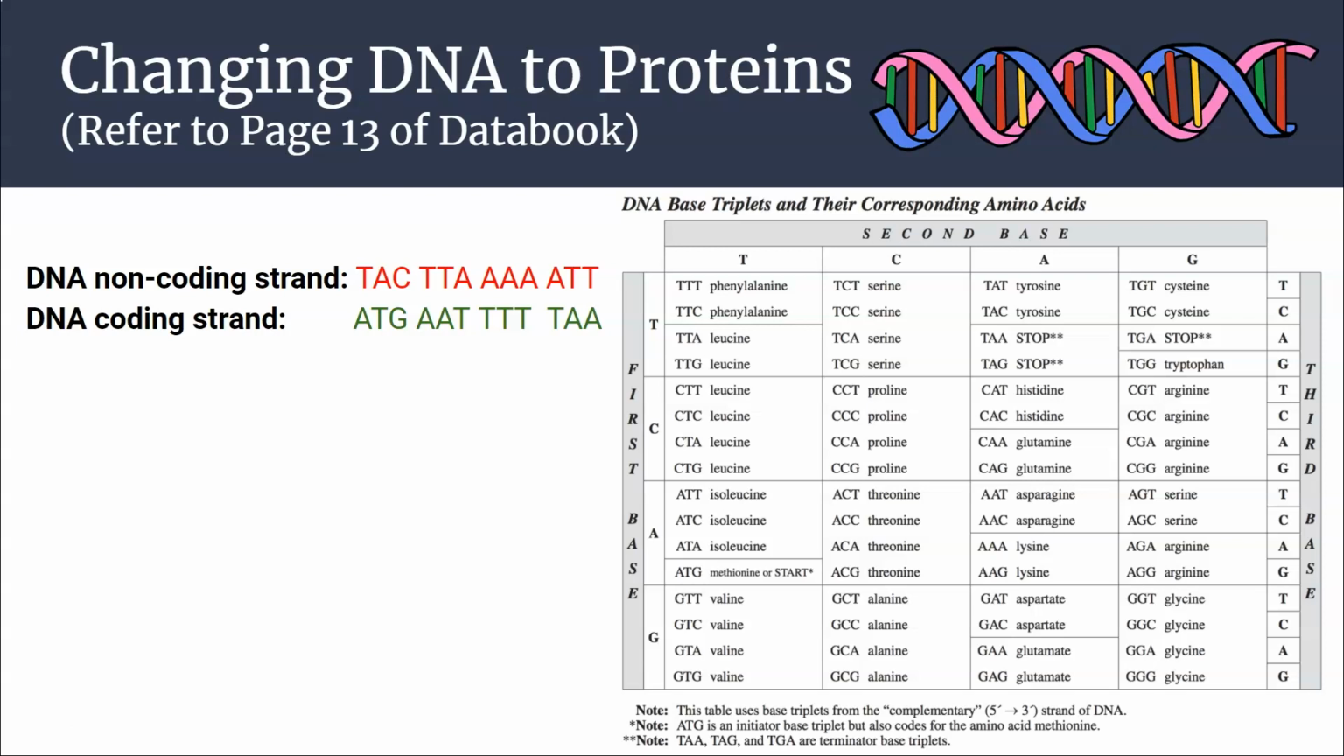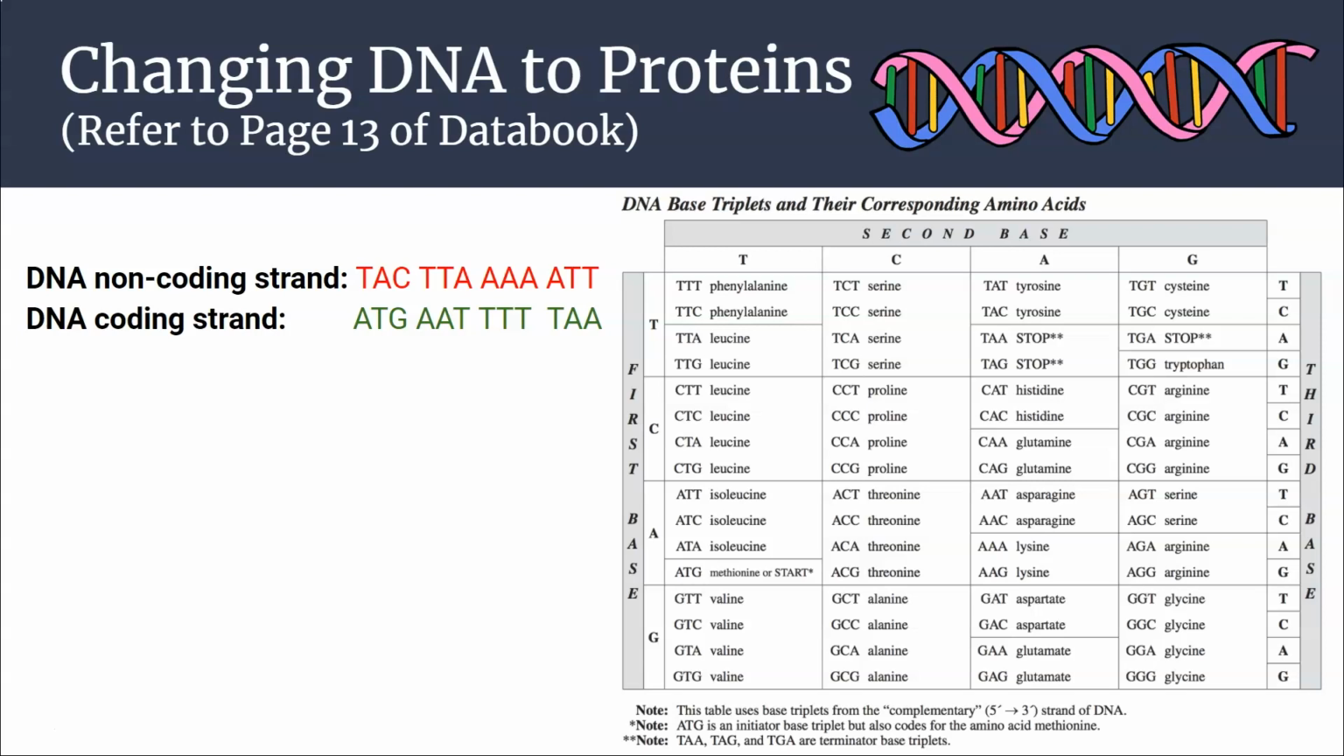So T is matched with A, A is matched with T, C is matched with G, and I do that all the way along. So TTA becomes AAT, triple A becomes triple T, and ATT becomes TAA. So that green strand on your screen now is what we call the coding strand. This strand is what we use to figure out our amino acids.